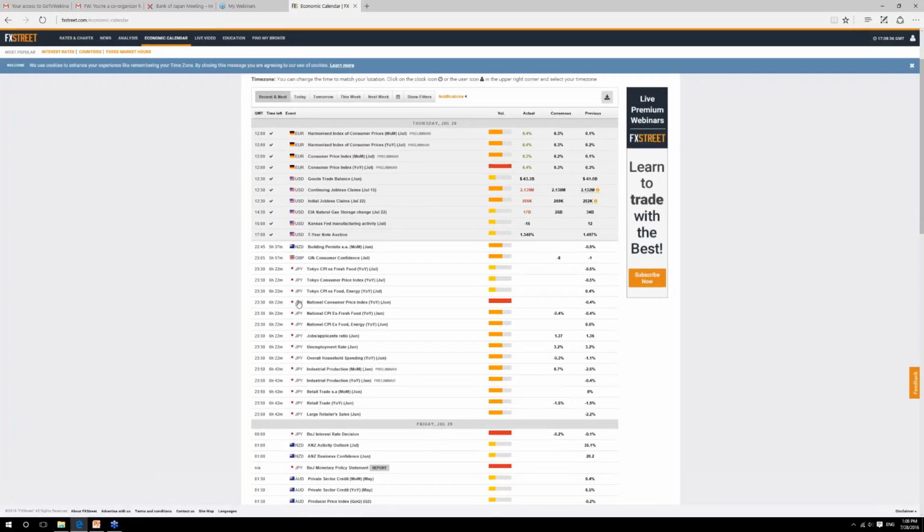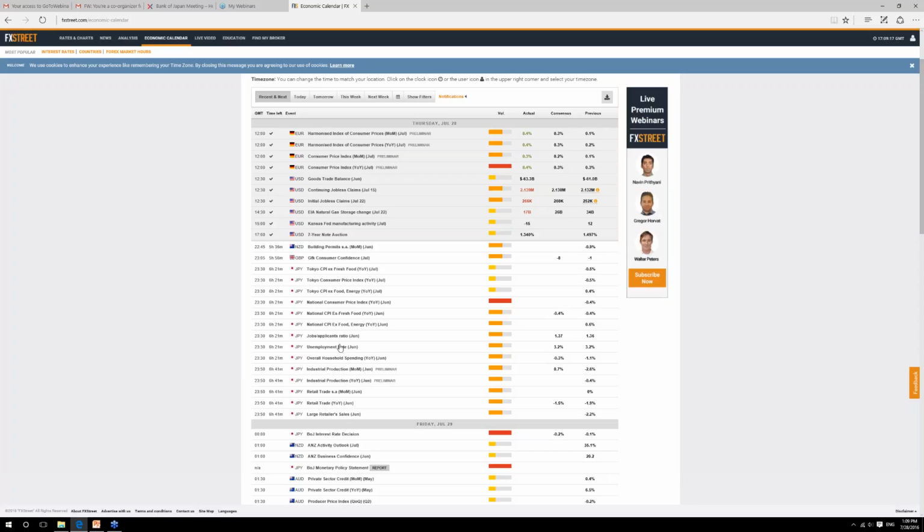So look at this, how much stuff we have coming out of Japan very shortly. We have their CPI, their consumer price index, the year-on-year annual CPI except food and energy. We have national consumer price index, and we also have the retail trade and unemployment rate. So we have a bunch of data coming up, and definitely we're going to see a lot of volatility in the Japanese yen crosses.